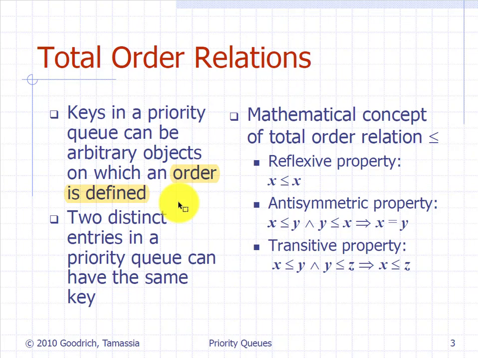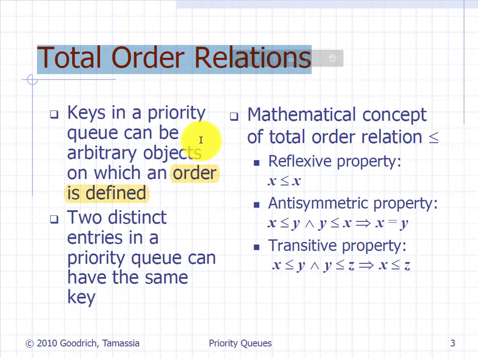That's important. So if you are going to be defining your keys as objects, you need to have some kind of mathematical relation to be able to say this object is greater than one object or it comes before another. So the way we can do this is by using this mathematical notion called the total order relation.